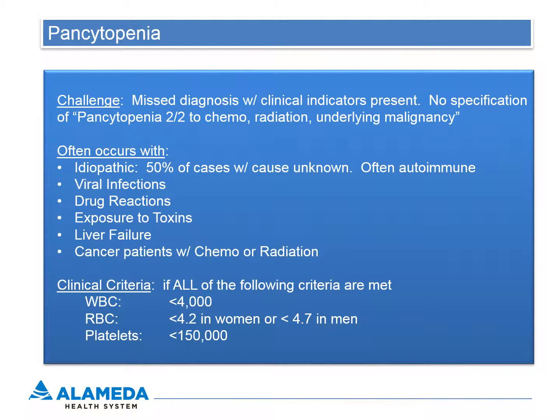The clinical evidence to support the diagnosis of pancytopenia is if all of the following criteria are met. All three must be met. The WBCs need to be less than 4,000. The RBCs less than 4.2 in women or less than 4.7 in men, and the platelets less than 150,000.